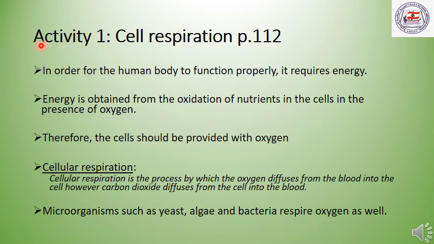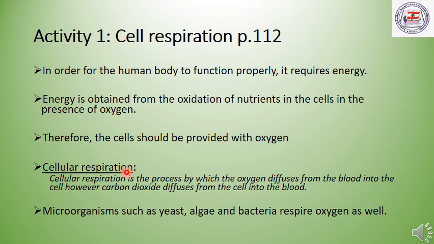Now we're going to start with activity 1, cell respiration. To follow up with me, please open your books to page 112. In order for the human body to function properly, it requires energy. Just as what we saw in the previous chapter, the energy is obtained from oxidation of nutrients in the cells in the presence of oxygen. Therefore, cells should be provided with oxygen. And that's why cellular respiration is essential.